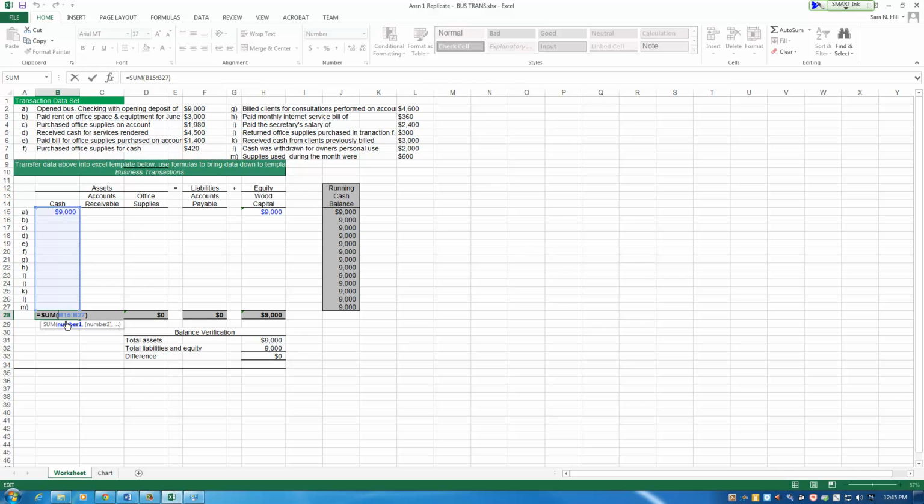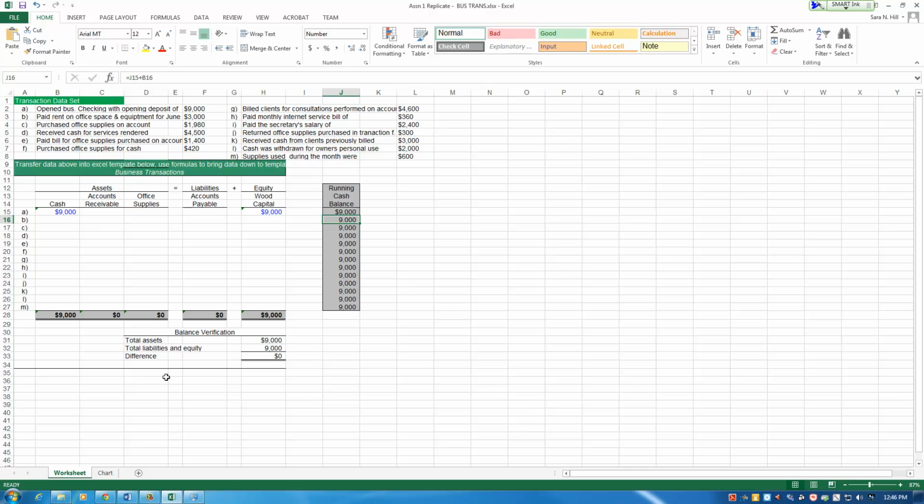So in this case, we're summing the total column of cash, being B15 through B27. If we want to go all the way across, that formula has been pulled all the way across and into our liabilities and equity as well. Over here, we have a formula that is keeping track of our running cash balance. It starts off with the very first cell, and the formula below that is pulling the cell above plus the new cell affecting cash.